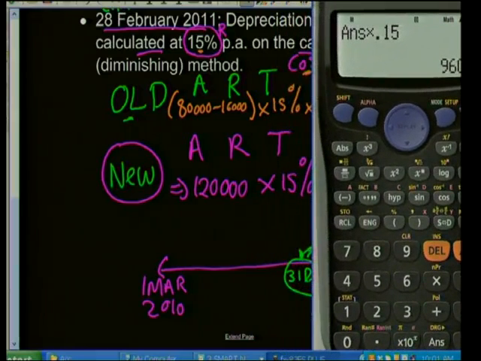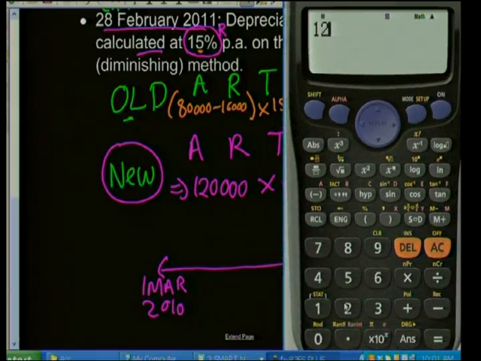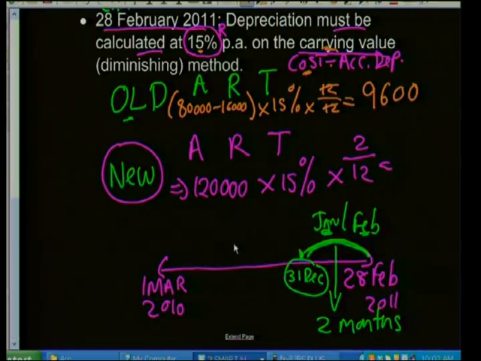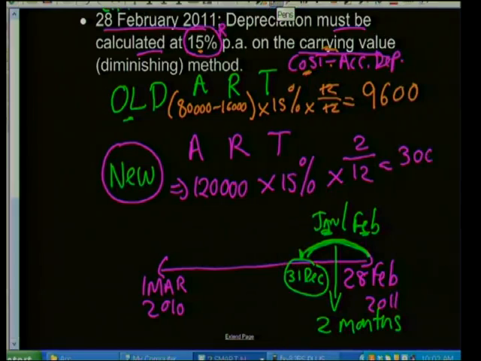So we're going to take our 120,000, not 12,000, times the rate, which is 15%. Remember, we are only providing depreciation for 2 months, so times 2 divided by 12. So I'm going to write off 3,000 Rand. That will be my depreciation on the new vehicle. So let's fill that in. My depreciation is an amount of 3,000.